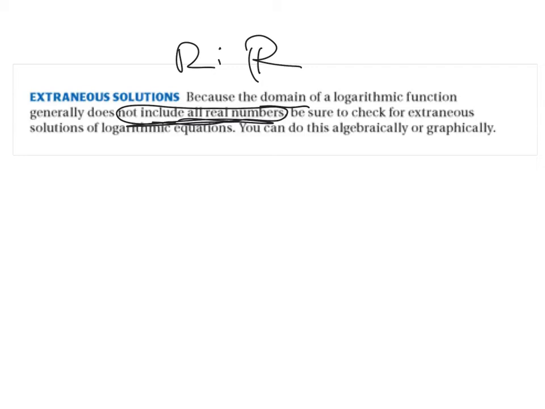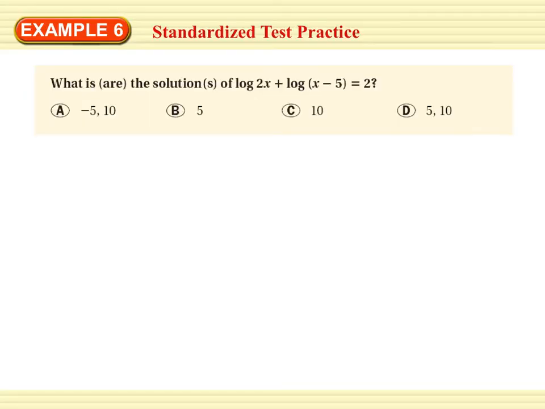You can do this algebraically or graphically, okay? We just want to check things. Check means plug it back in. So, what are the solutions of log 2x plus log x minus 5 equals 2?